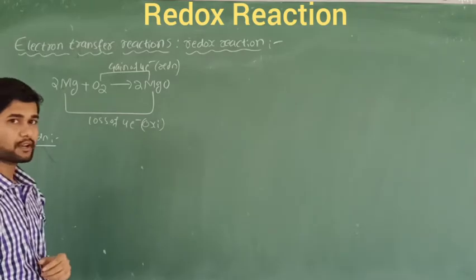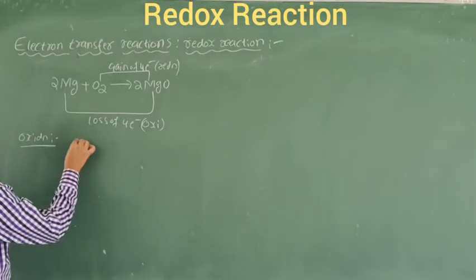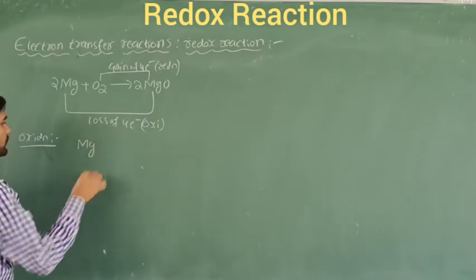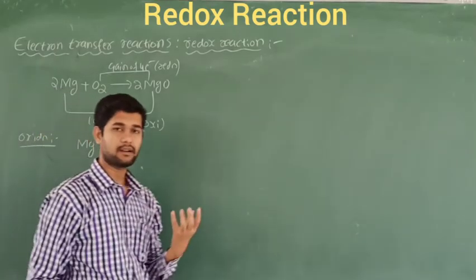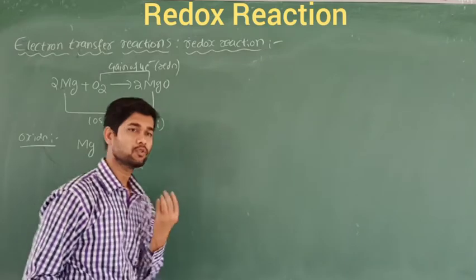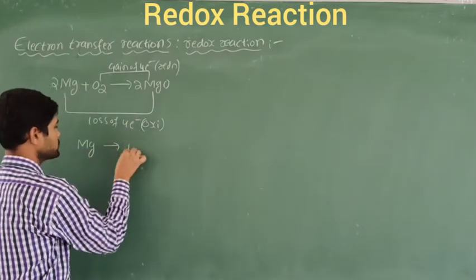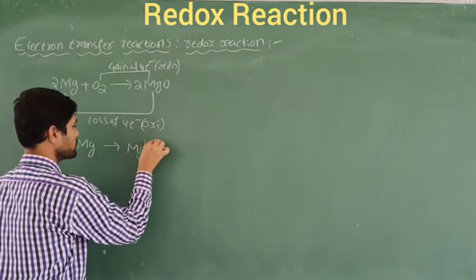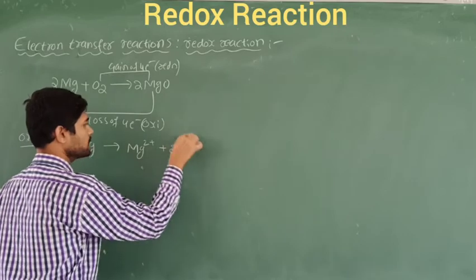Oxidation means loss of electrons. First I take the simple one to understand this, magnesium. Magnesium is an alkaline earth metal, a group 2 metal, so it always loses 2 electrons. So Mg becomes Mg2+, and 2 electrons are removed here.